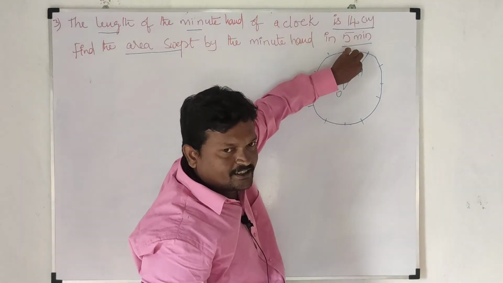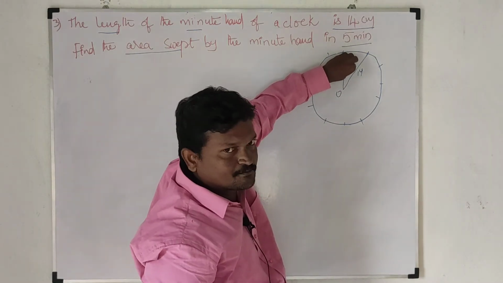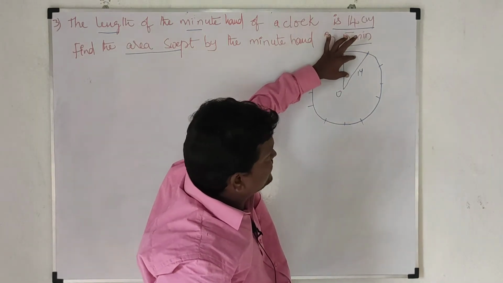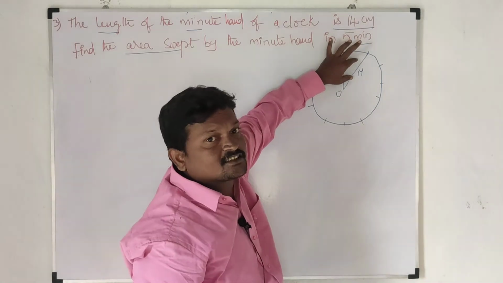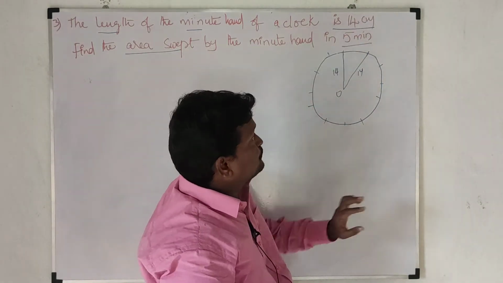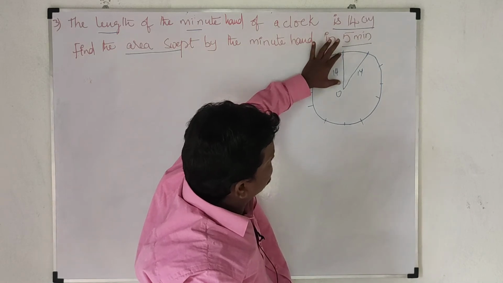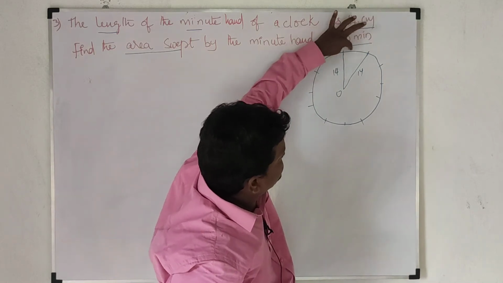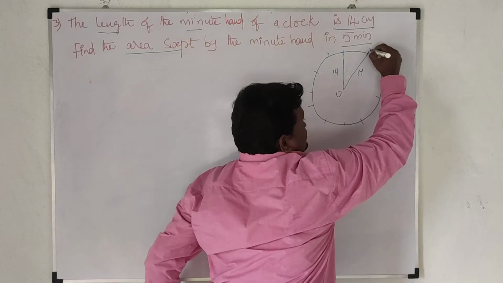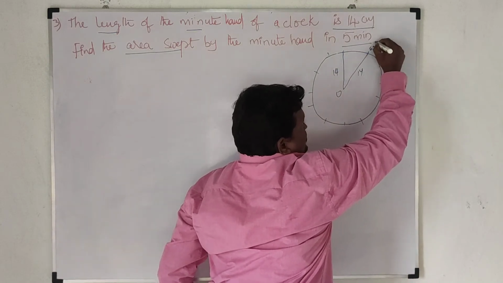Okay, it has swept this much space. So this is nothing but a minor sector. We have to find this area. This is the area swept by the minute hand in 5 minutes. From here to here it will be 5 minutes.